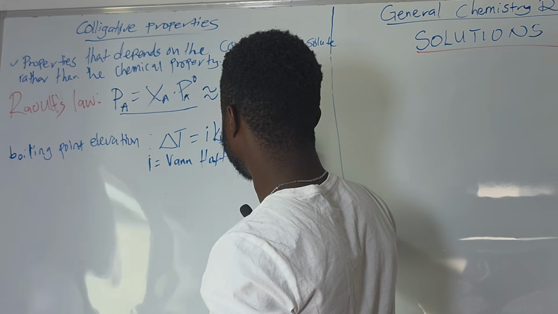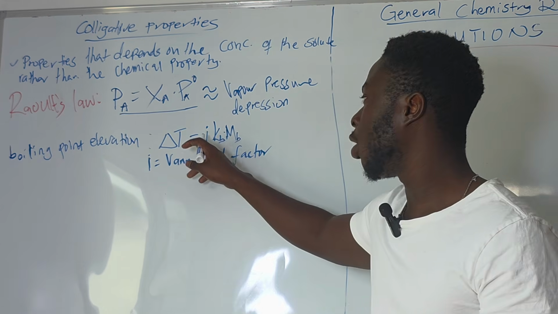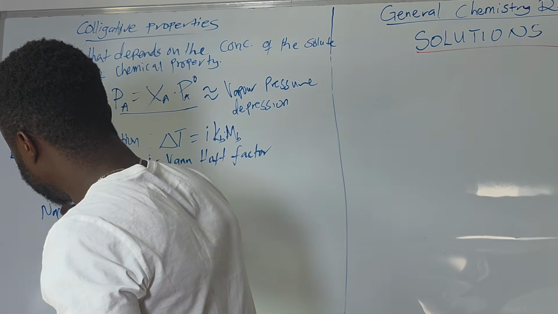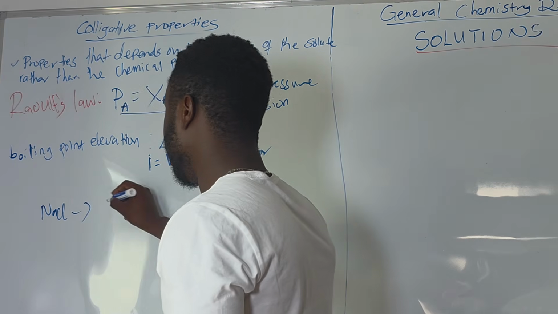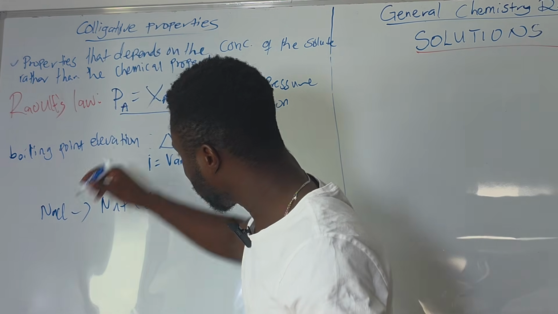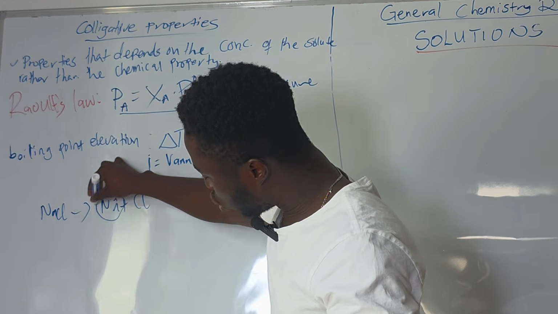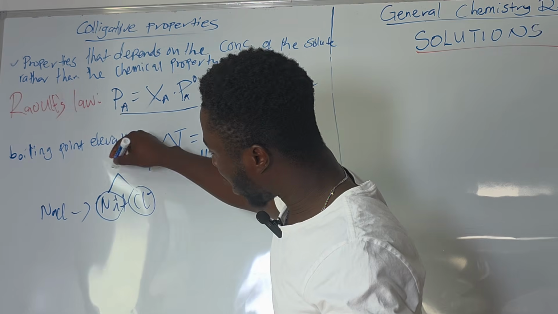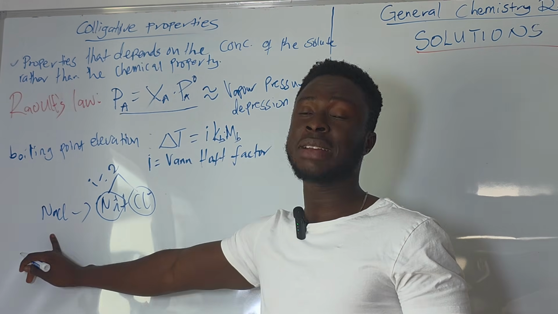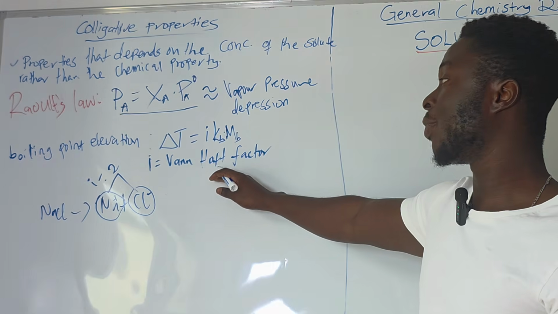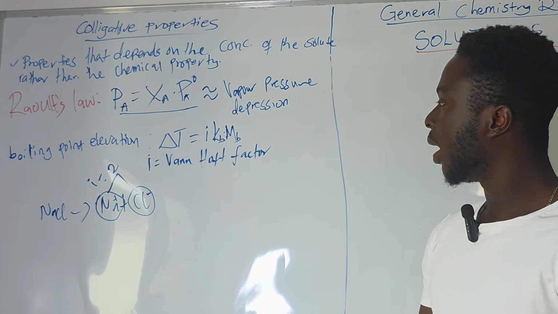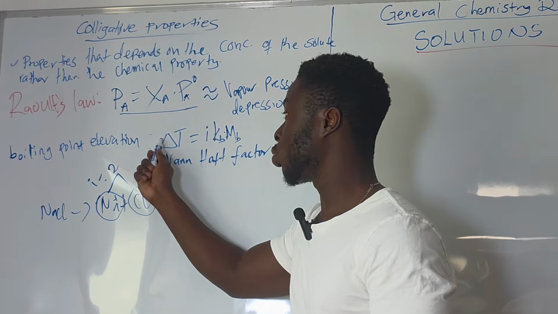How do we determine the Van't Hoff factor? Let's say we have a compound, sodium chloride. Sodium chloride is going to dissociate into sodium plus and chloride minus. Since at the end it gives rise to two species, the Van't Hoff factor is just 2. So it's basically the number of species that the compound becomes as solute. That is the Van't Hoff factor. And this gives us the boiling point elevation, meaning the temperature is going to increase.